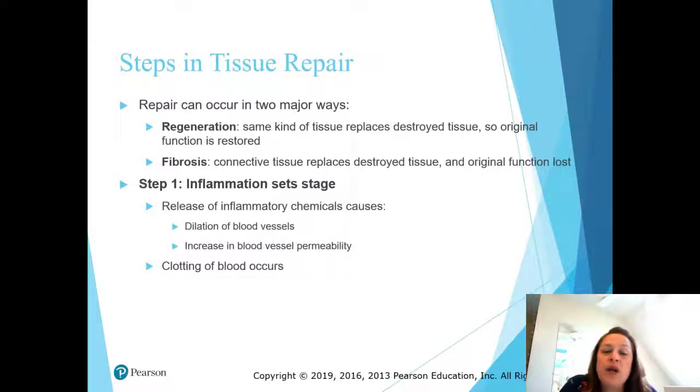Most of the time, we're going to end at regeneration. Sometimes we end up at fibrosis, and fibrosis is when you get a major injury, the connective tissue replaces the destroyed tissue, you get a scar, and the original function is lost. So we can regenerate. If I cut this a little bit, in a couple of days it scabs, and then it goes away, and you won't even know what happened.